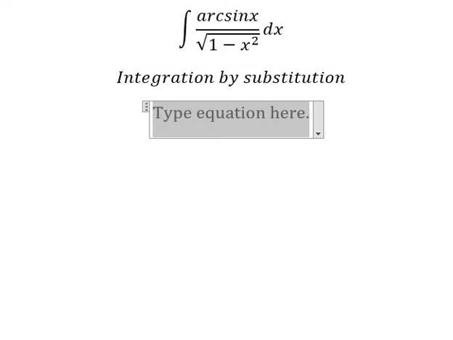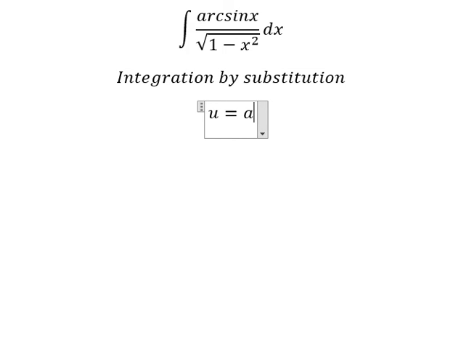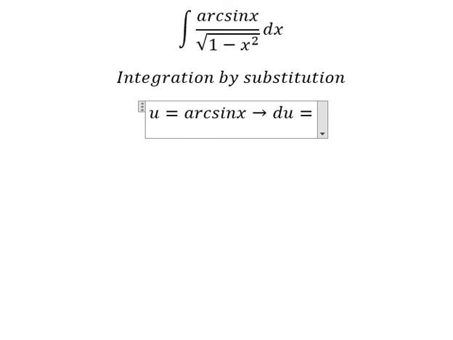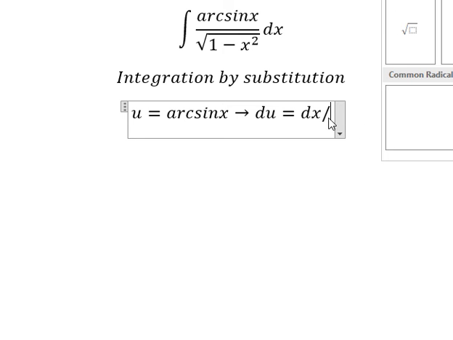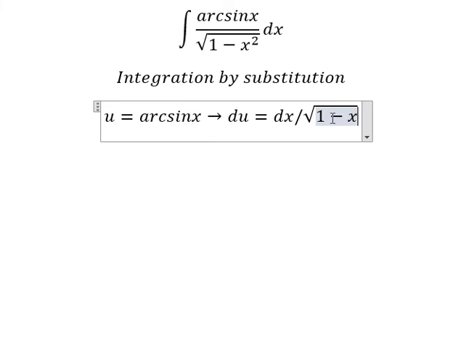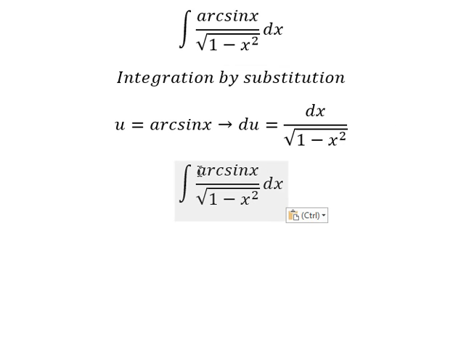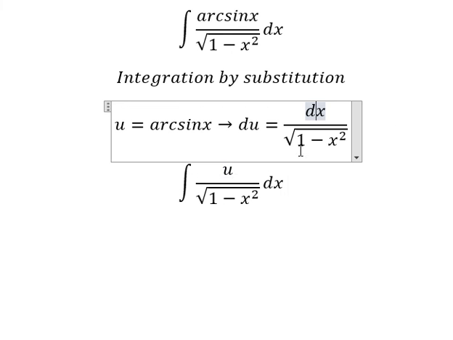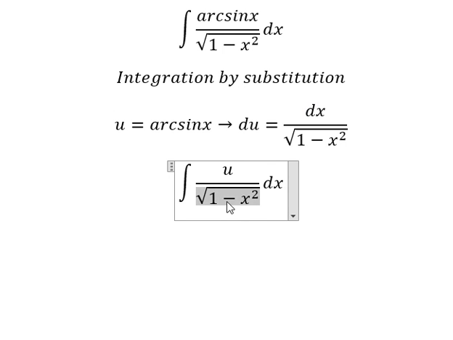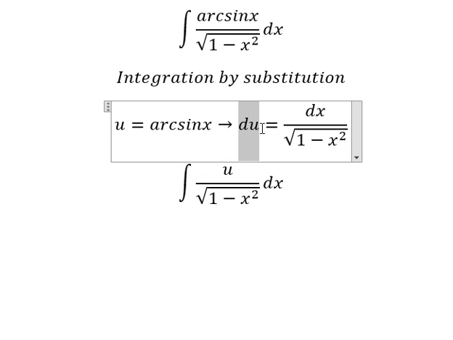So I will put u equal to arcsin of x. After that, we need to take the first derivative of both sides, and we have dx over the square root of 1 minus x squared. So this one we change for u. This one, 1 over the square root of 1 minus x squared, we change for du.